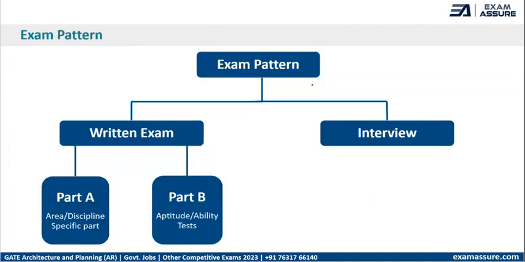As far as the exam pattern is concerned, it will be conducted in two phases. One is the written exam, and the other one is the interview. The written exam can be divided into two parts. It will basically be only one paper, but the paper will have two parts, that is part A and part B. Part A constitutes questions related to the particular discipline, that is architecture, and part B will consist of questions related to aptitude.